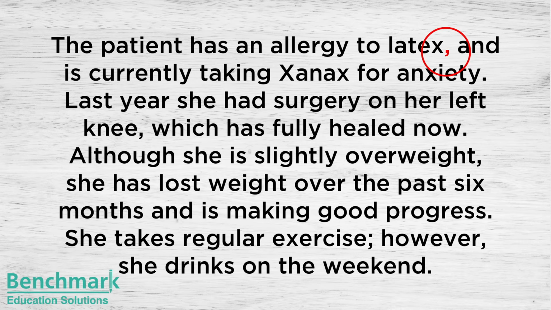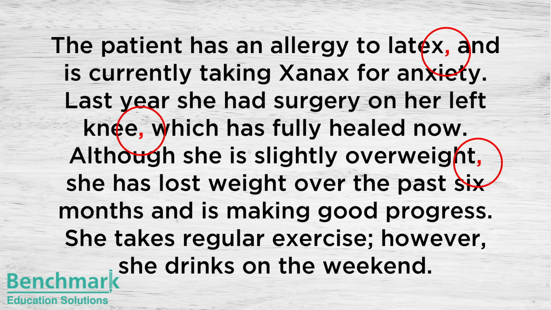Here we have two independent clauses joined with a comma and a conjunction. Notice that in the second sentence, the subject is understood because we're using the same subject as we did in the first independent clause. Next, we have a comma joining an independent clause. Last year, she had surgery on her left knee, and a dependent clause, which has fully healed now. Here's the third place that we need a correction. We have another dependent clause, although she is slightly overweight, joined to an independent clause, she has lost weight over the past 6 months and is making good progress, with a comma.